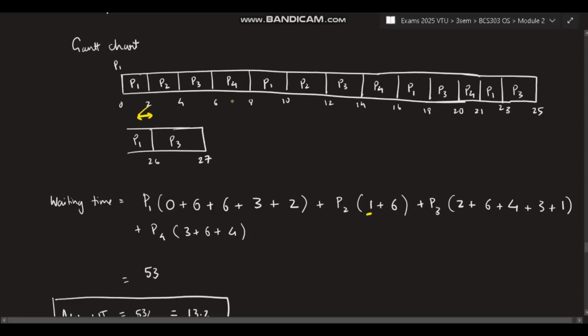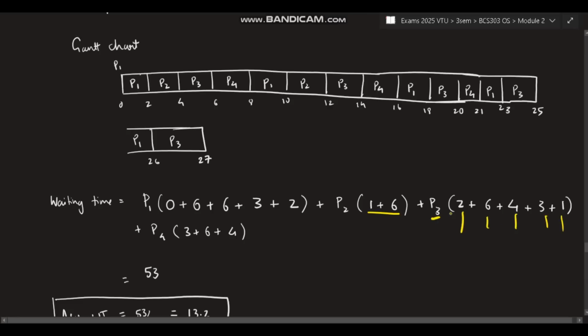Okay. Next, after that P2 stopped here. Next, P2 started at this point. So 10 minus 4, 6. After that P2 stopped here, and after that there is no P2 because P2 is completed, so we will not take any more waiting time. Once a process gets completed, the waiting time also stops. So this is P2. Similarly for P3, 2, 6, 4, 3, 1.